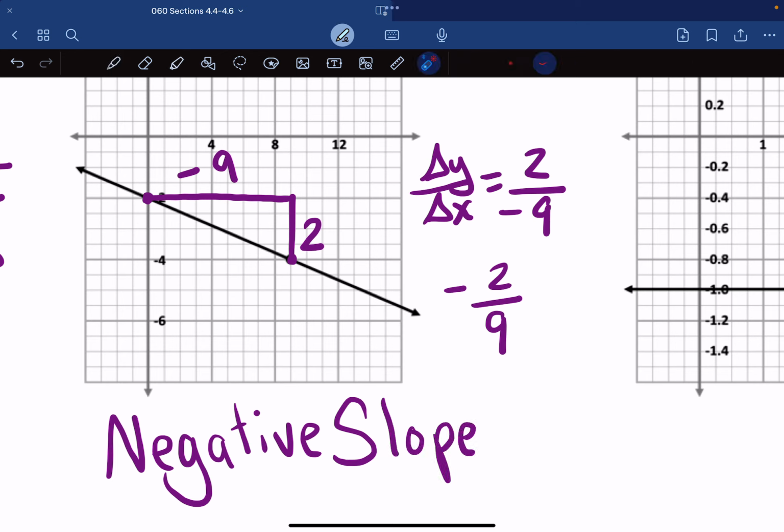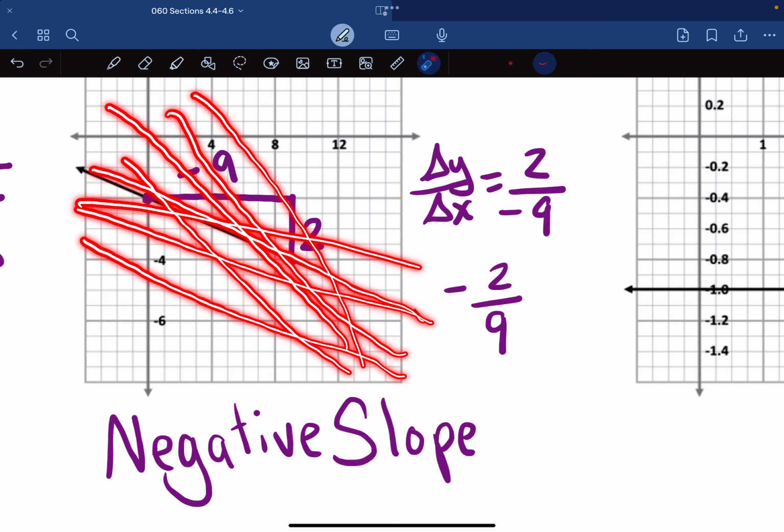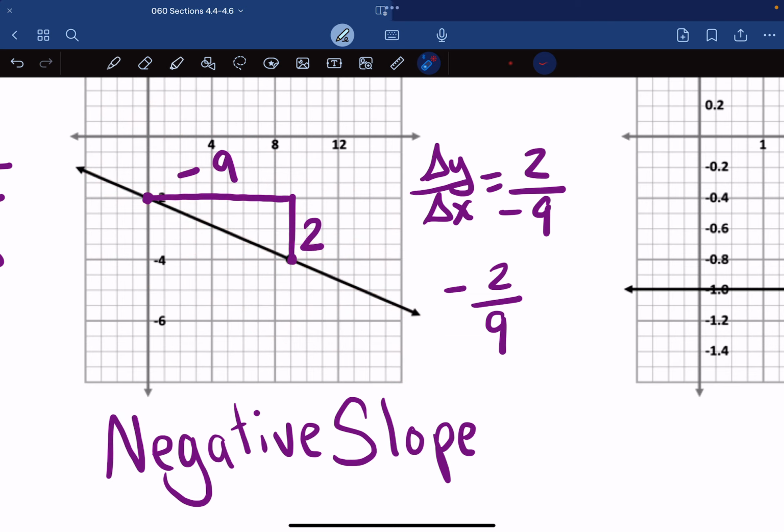So when we have a negative slope, our lines are going to go up and to the left. These are lines that can be anywhere on a graph, but they're going up and to the left.